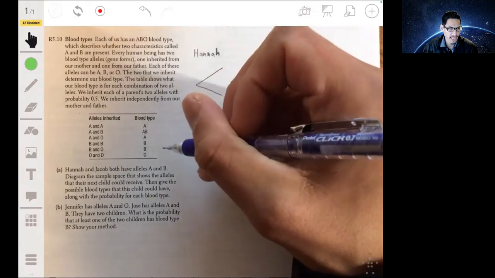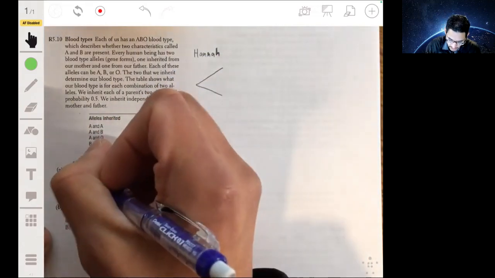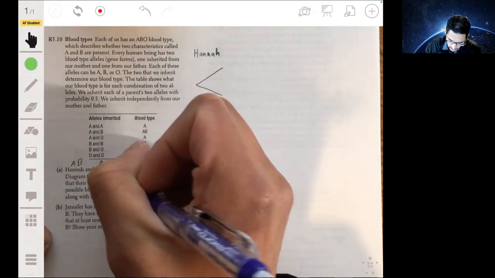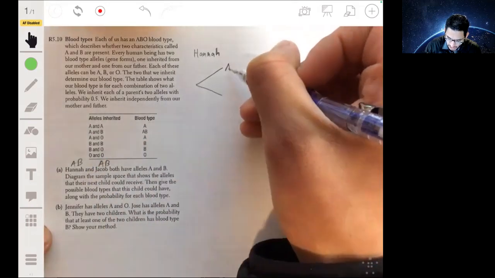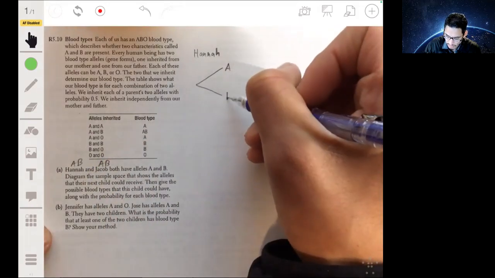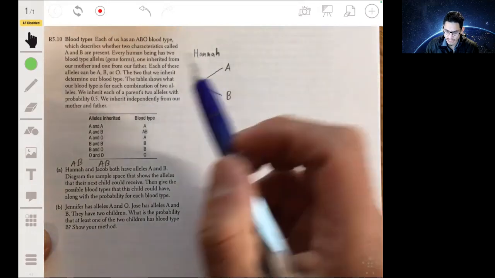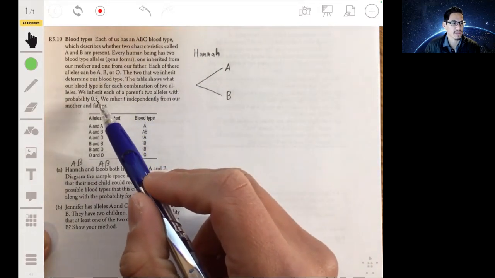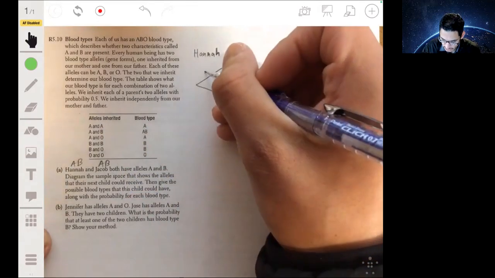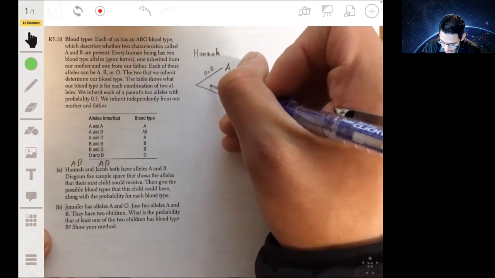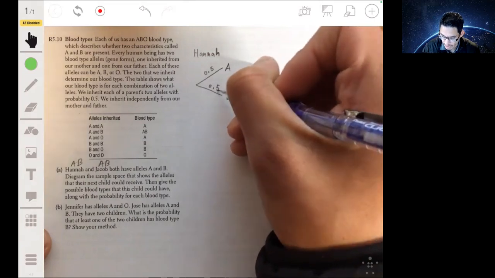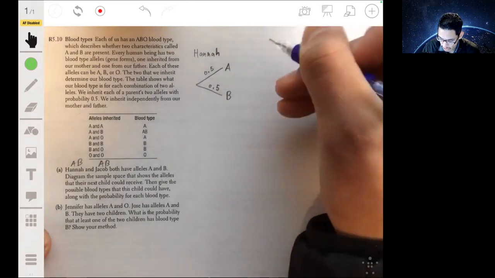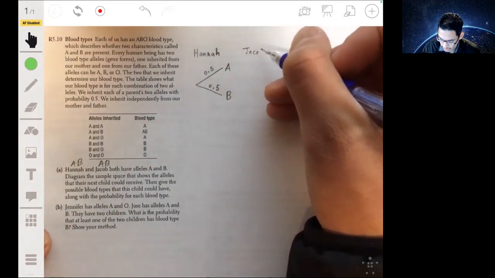And since Hannah and Jacob both have alleles A and B, their child can inherit either an A or a B from Hannah. And it says that each allele is inherited from our parents with probability 0.5. So the child has a 0.5 chance of inheriting either an A or a B from Hannah. Now let's look at what the child can inherit from Jacob.